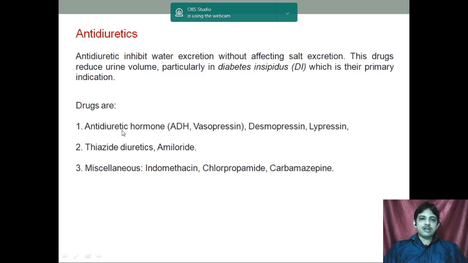Now, what are the antidiuretic drugs? Antidiuretics like ADH, which is also called vasopressin, and their analogs. Next, thiazide diuretics: sometimes the thiazide is a diuretic, but in some cases it may act as an antidiuretic. And indomethacin, chlorpropamide, carbamazepine, though used for other diseases, may act as antidiuretics. But here we are going to discuss the antidiuretic hormone.